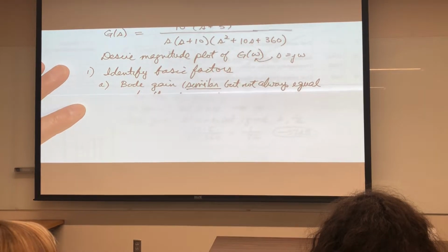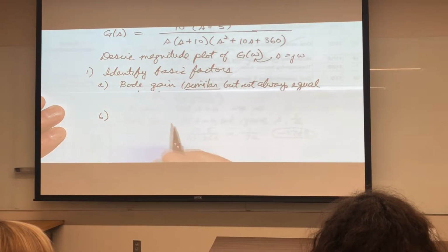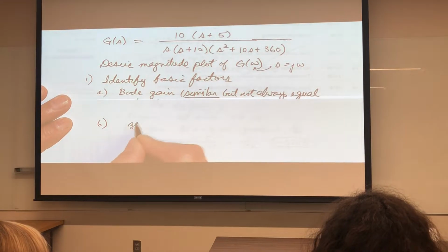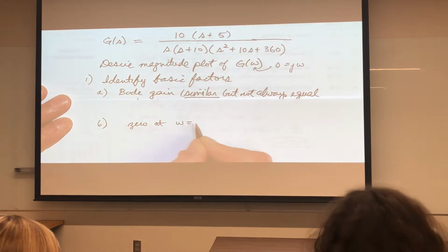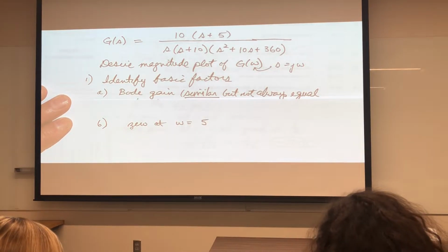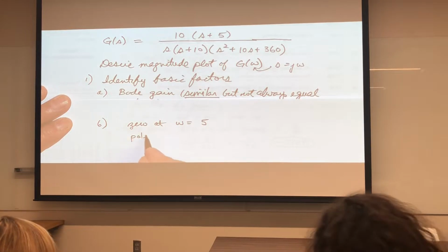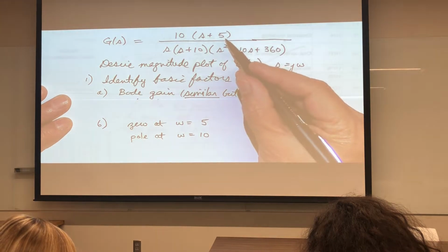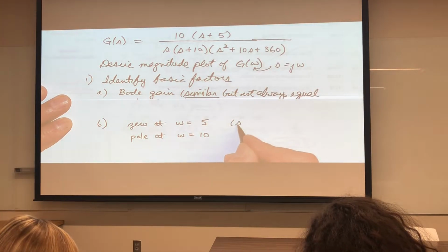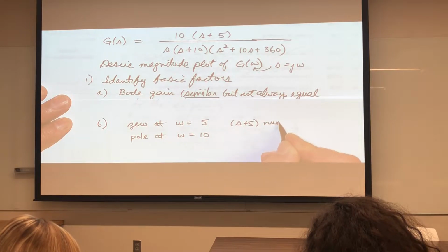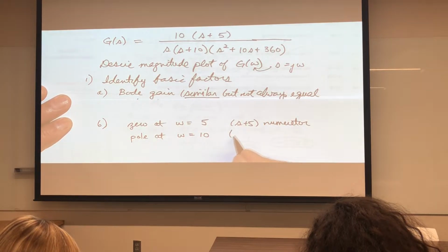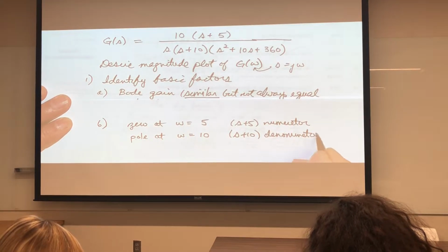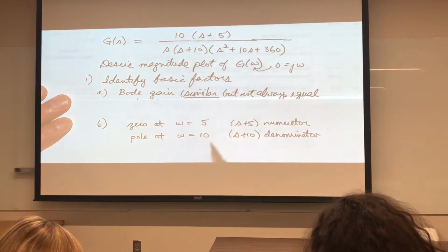The next thing we need to do is identify other factors. I've got a 0 at omega equal to 5. I've got a pole at omega equal to 10. So this is the 0 at omega equal to 5 in the numerator. This is the s plus 5 numerator. This is the s plus 10 denominator factor. And then here I've got a complex term.